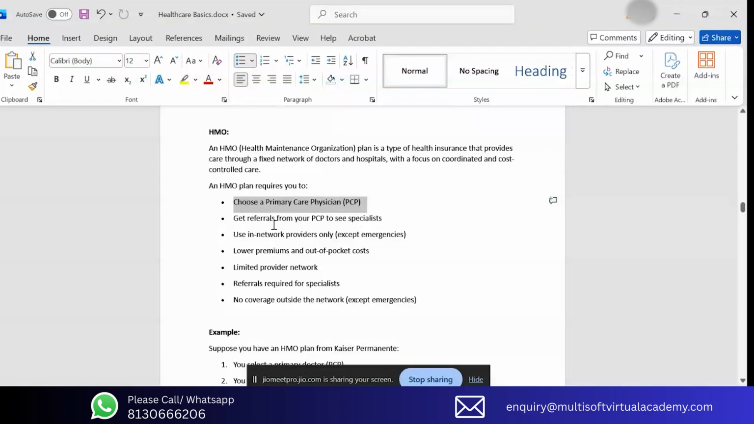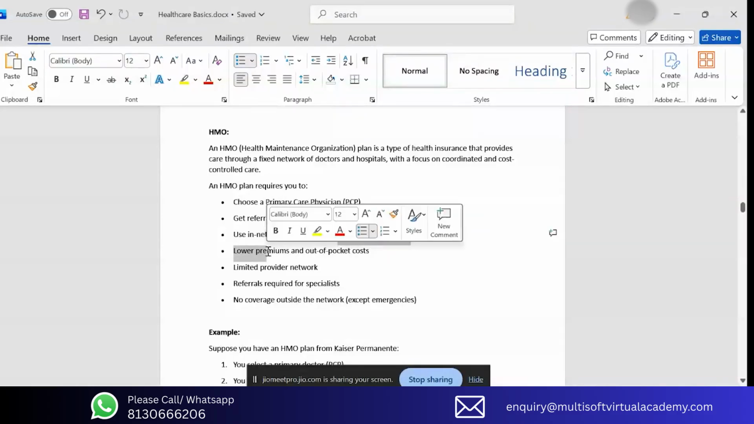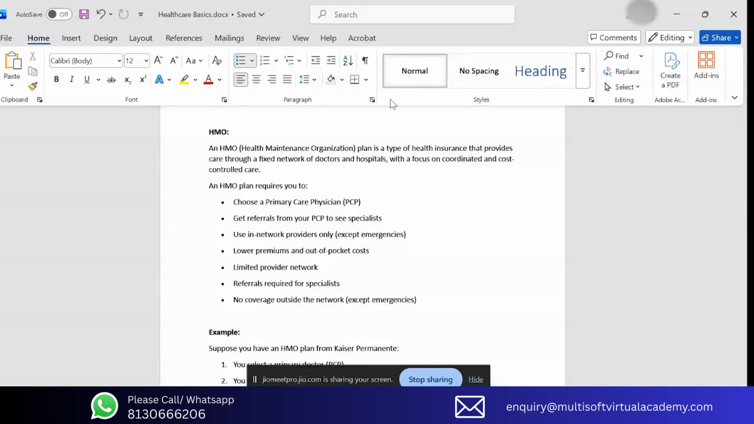So basically the HMO is only for in-network providers most of the time, and in some exceptional emergencies they do offer out-of-network providers. So this is low premium and low out-of-pocket cost. Again, it is a limited provider network. When you say it is in-network, you can get benefit only with the limited PCP and specialists within that network. So it is limited to those providers.